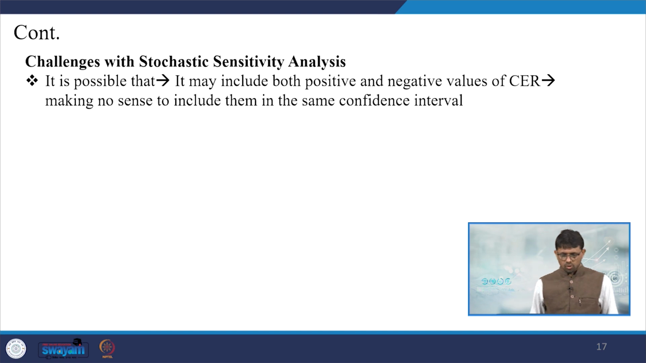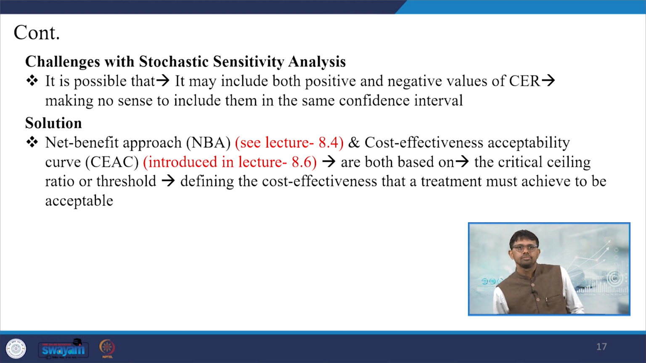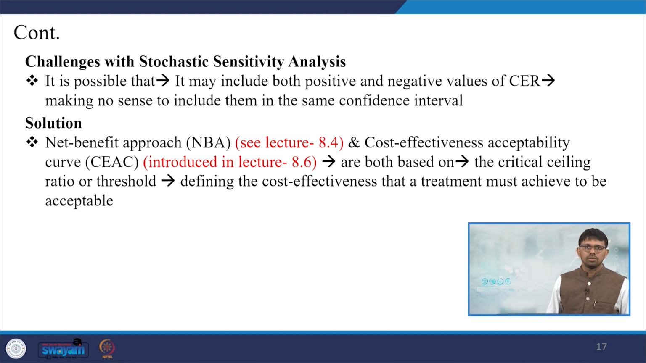There are challenges with stochastic sensitivity analysis. It is possible that it may include both positive and negative values of CER, making no sense to include them in the same confidence interval. To solve this, there is the NBA, that is the net benefit approach, which we discussed in lecture 8.4, and another approach, the cost effectiveness acceptability curve, CEAC, introduced in lecture 8.6.